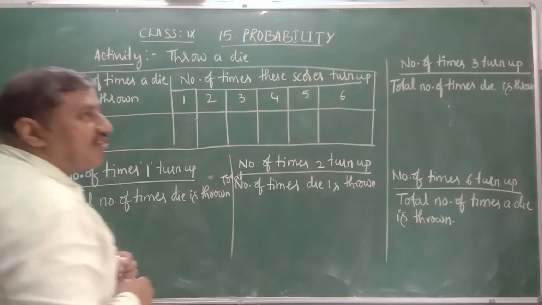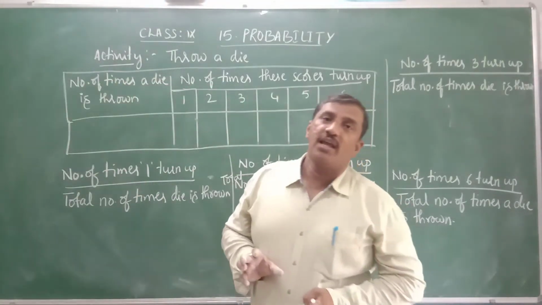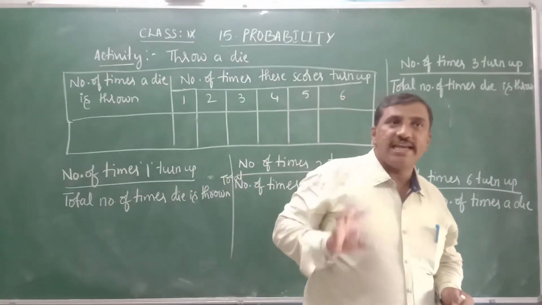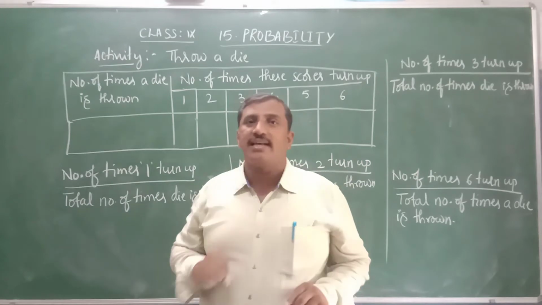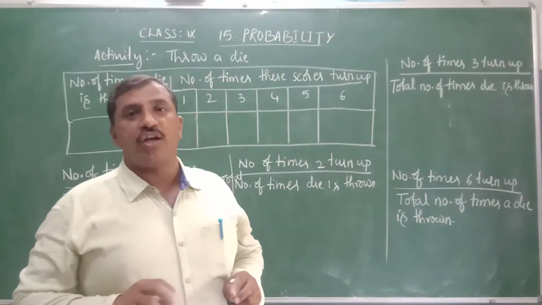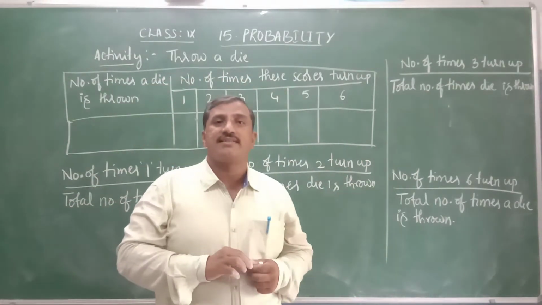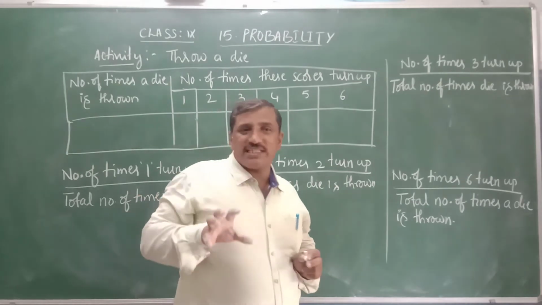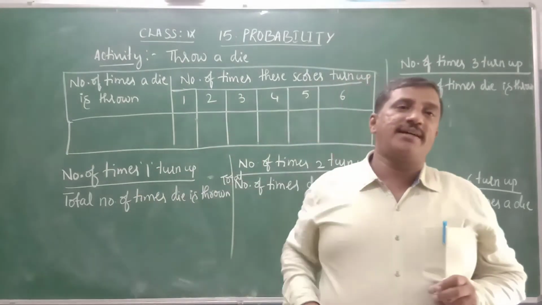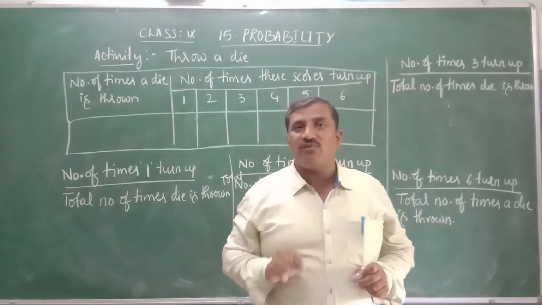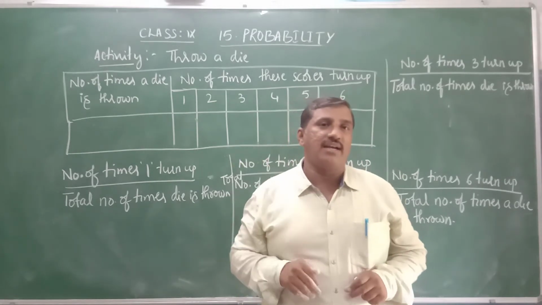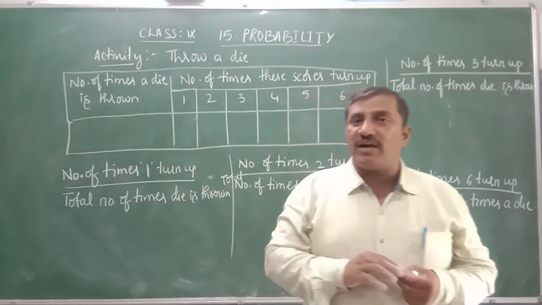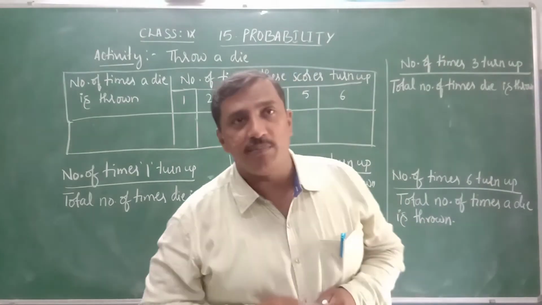Now we will discuss one more activity about a die. You have seen the die. It is in the cube shape and it has 6 faces. On those 6 faces we will find numbers. On each face we will find one number, from 1 to 6: 1, 2, 3, 4, 5, 6. 6 faces, 6 numbers.